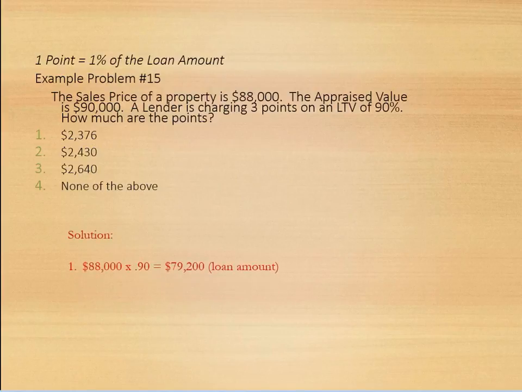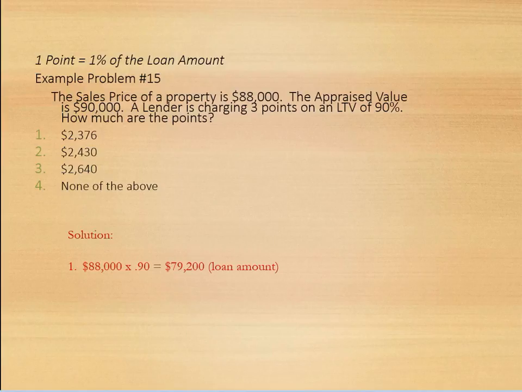Number 1, we have to understand the amount of the loan in order to be able to calculate the discount points. So remember, the amount of the loan is going to be the sales price or the appraised value, whichever number is lower. And since there's an LTV here of 90%, that means that the lender is going to lend the borrower 90% of what they need in order to close this transaction.